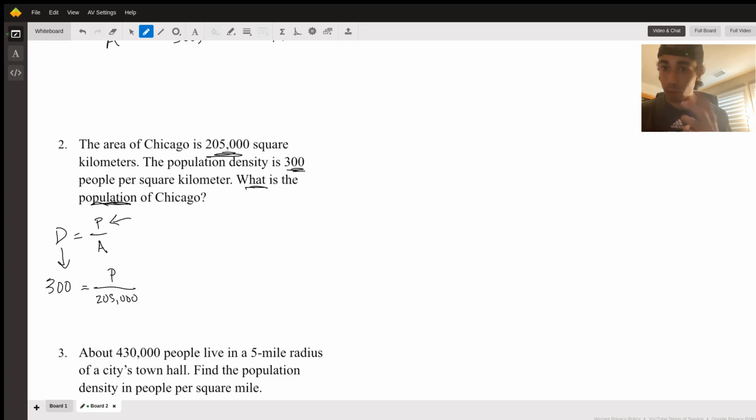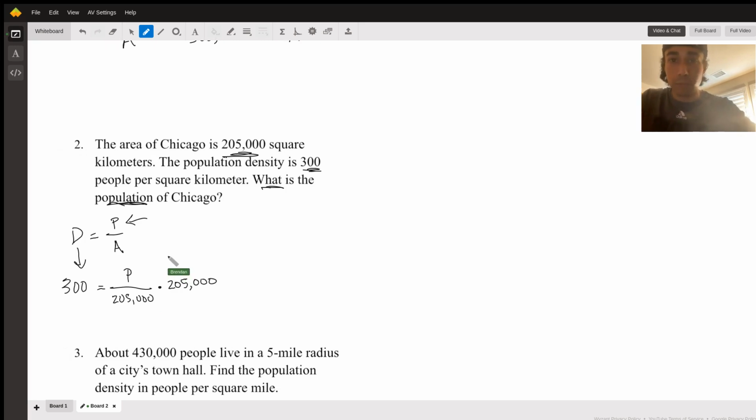We're going to multiply both sides by 205,000, because right now the P is being divided by 205,000. So we need to do the opposite of that, so we're going to multiply that on both sides. We're going to pretend that this says 205,000. Can I squeeze it in? Oh yeah, I can.